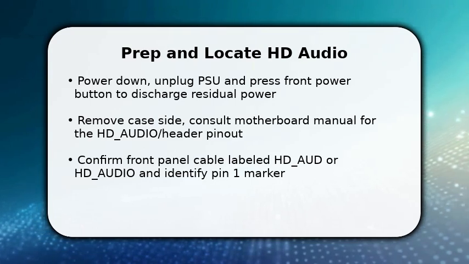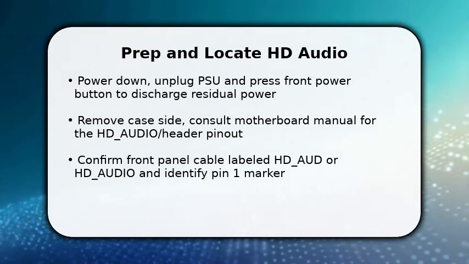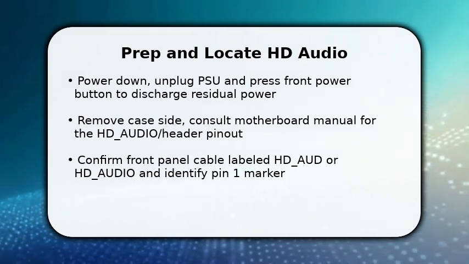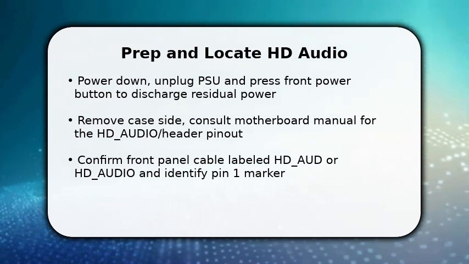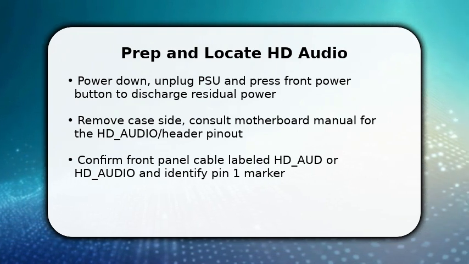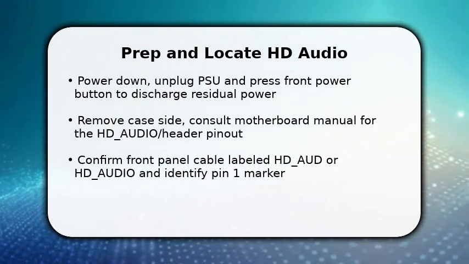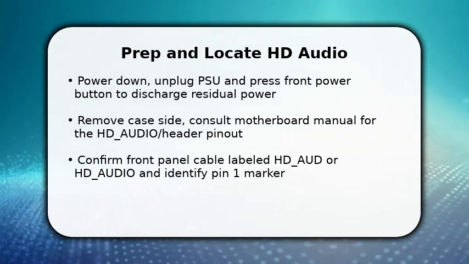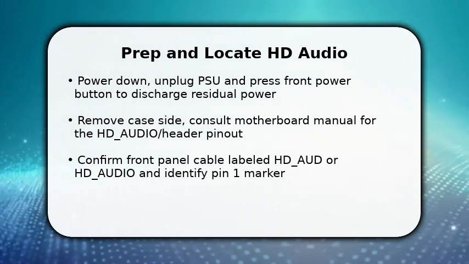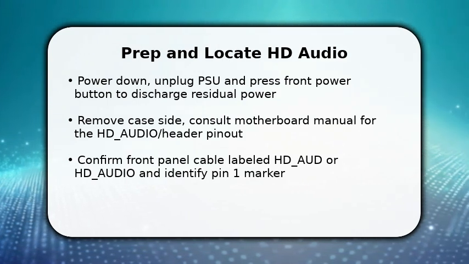You start by powering down and unplugging the system. This prevents shorts and protects components. Once done, remove the case side and find the HD audio header using the motherboard manual so you know orientation. Make sure the front panel cable is labeled HD audio or HD AUD and locate its pin 1 marker. That alignment matters because the header is keyed.